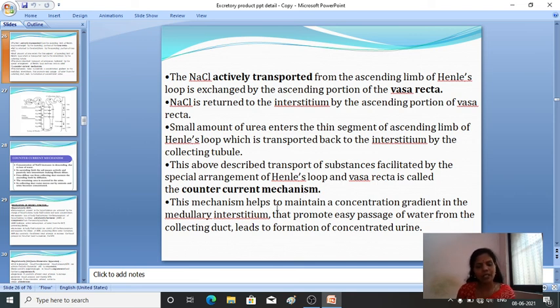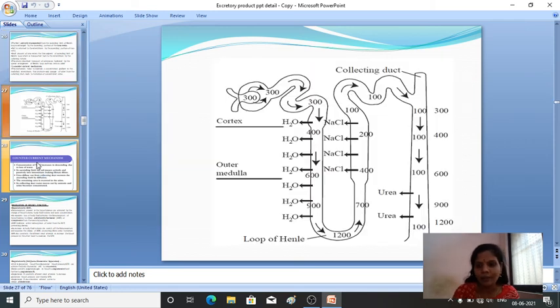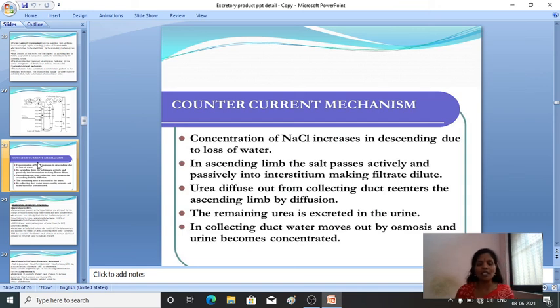This mechanism helps in the maintenance of the concentration gradient in the medullary interstitium and that promotes the easy passage of water from the collecting ducts. So what is the function of this counter current mechanism? It helps in maintaining the concentration gradient, and it also leads to the formation of concentrated urine. Fine. So here you can see, at last after the exchange of all these substances, it helps in releasing the concentrated urine.